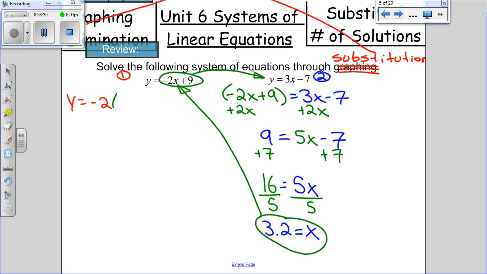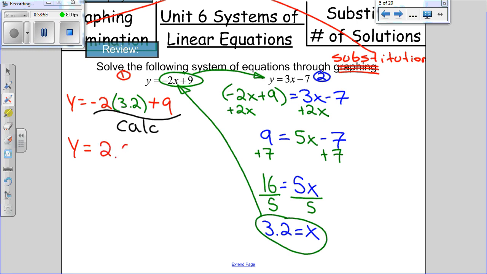We put that whole thing in our calculator, and you should get y equals 2.8. Has anyone done it? 2.6. 2.6. Awesome. So the solution to this system of equations is y equals 2.6 and x equals 3.2.